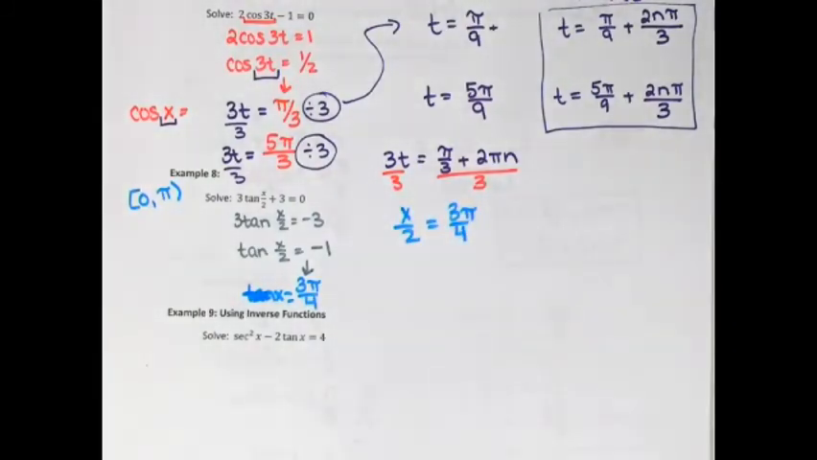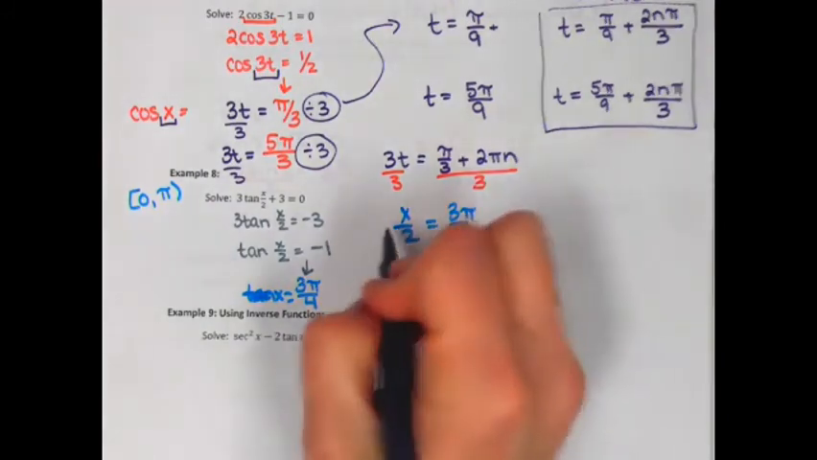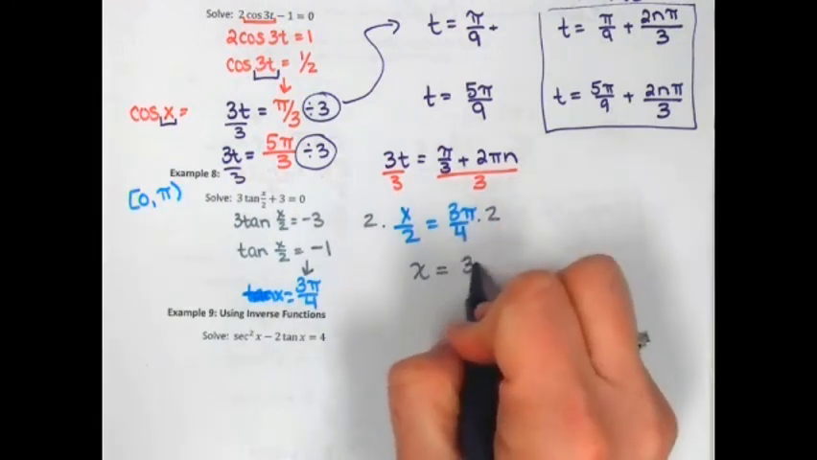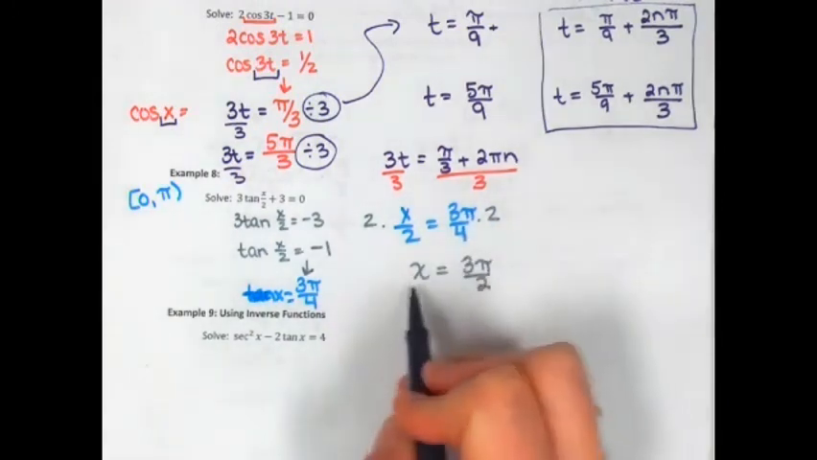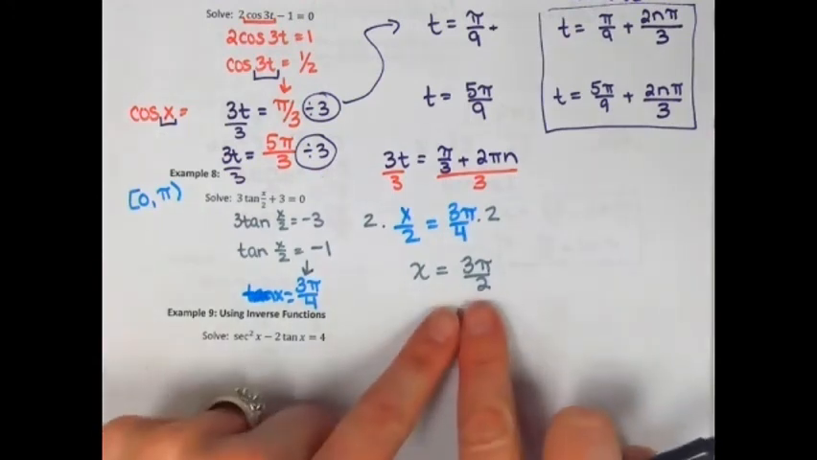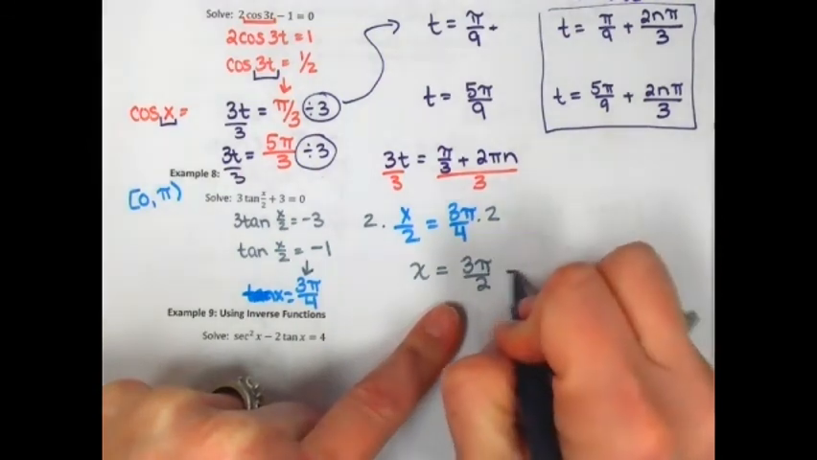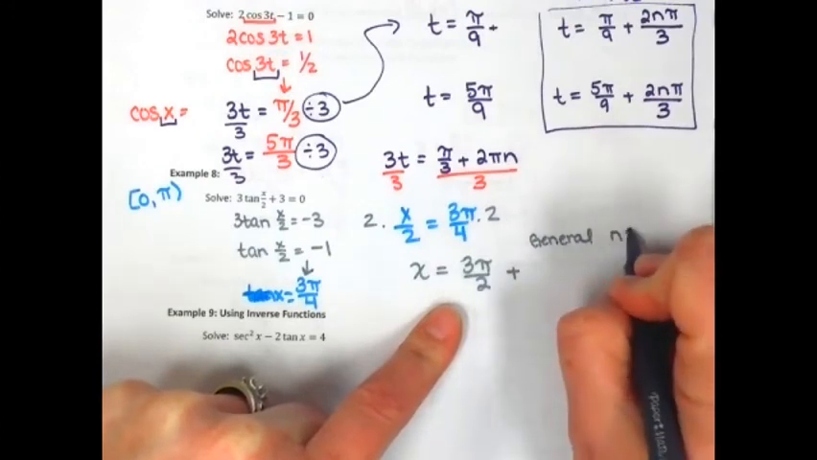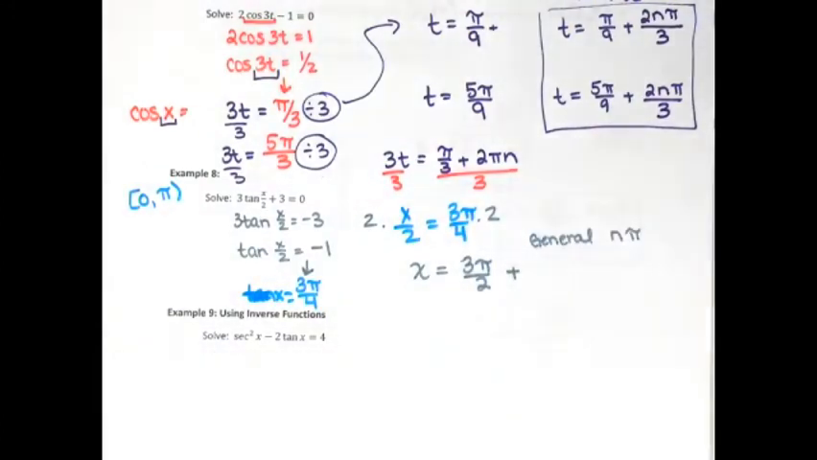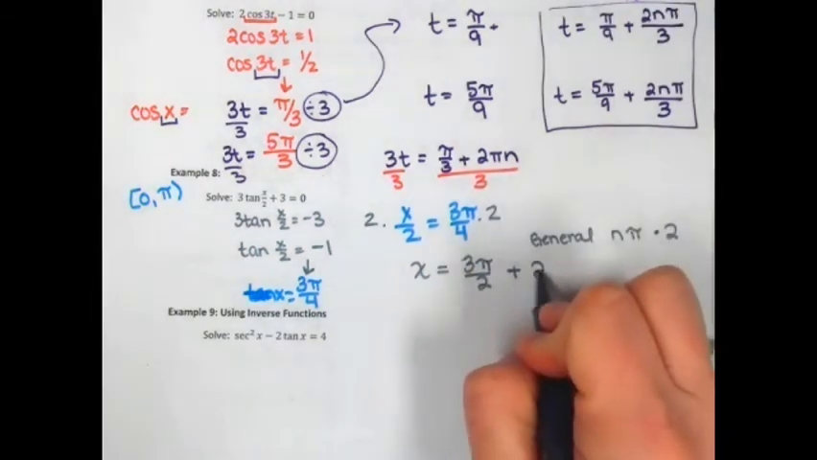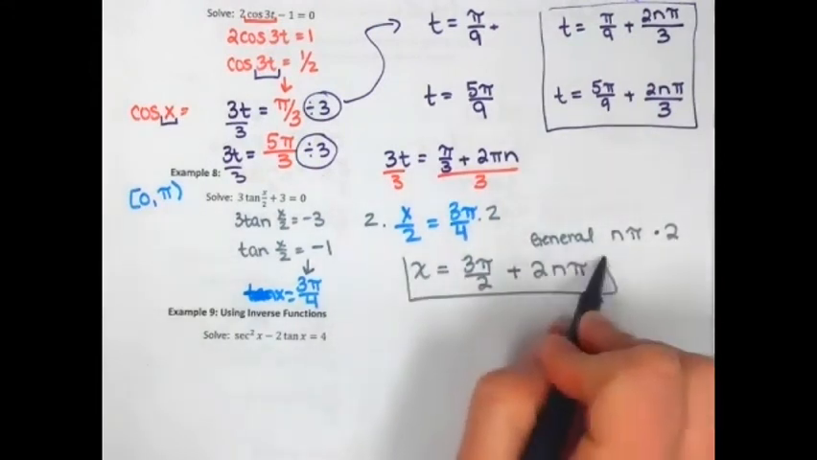So what would I have to do to solve for x now? Multiply by 2. So we know x is actually going to equal 3 pi over 2, okay? Now, from this, we have to add on our general form. Our general solution form is usually n pi, right? But I had to multiply by 2, so I need to multiply that by 2. So I would add 2n pi to that, and that would be my solution.